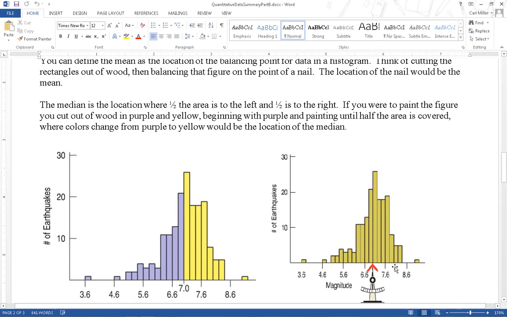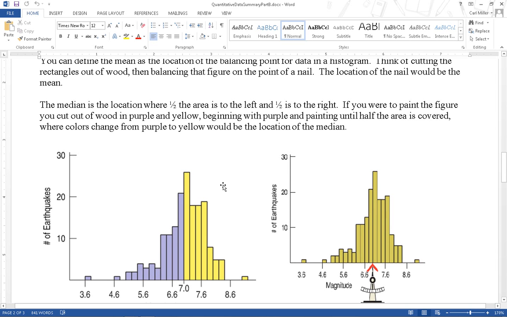If I moved it over here, then what would happen is this edge would have a lot more weight and it would fall down this way if you tried to balance it right here. Similarly, if you tried to balance it out here, the weight would be greater on this side and this end would fall down, so it wouldn't balance. So this is your balance point.